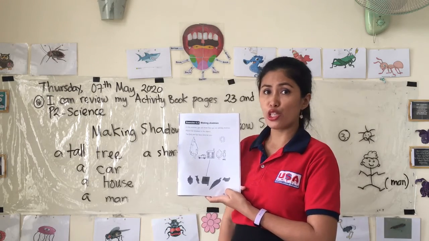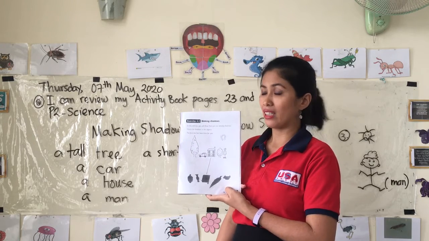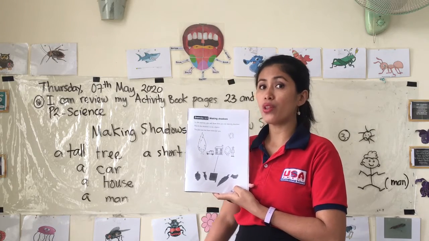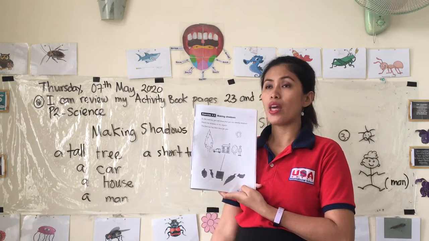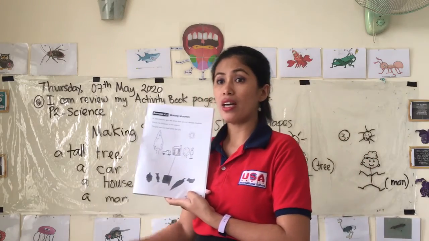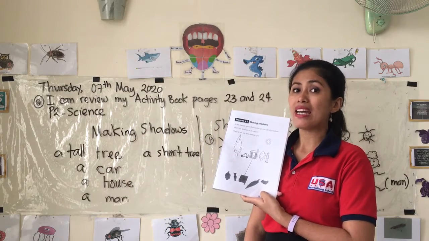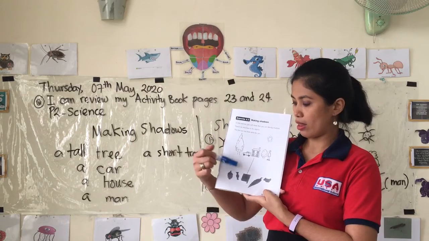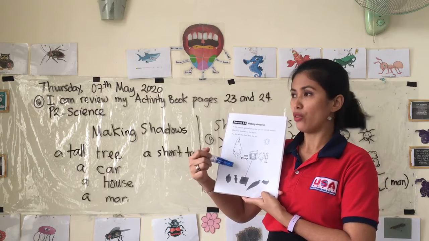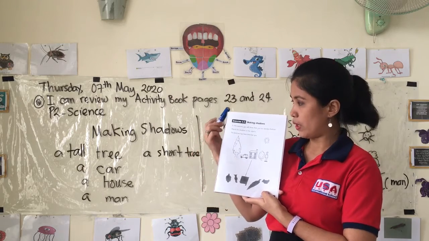So what you're going to do is make a line and connect the picture to each shadow. So we know that a shadow happens when the source of light is blocked by an object. That's why it will create a dark shape. Oh no, there's not really a definite shape of a shadow.